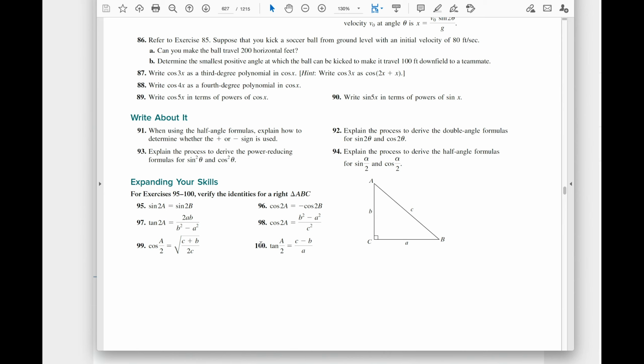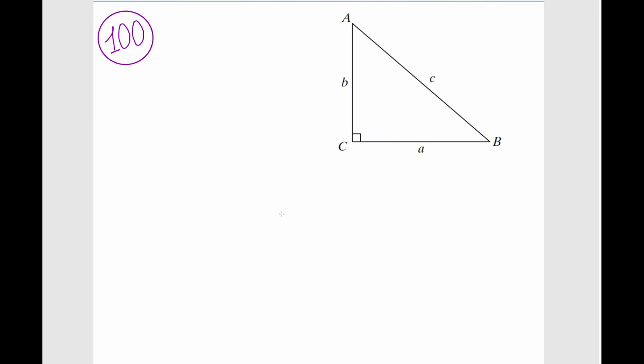How about we do the last one, number 100. Okay, so verify the identities for a right triangle ABC. So we have this picture ABC, and we want to show that tangent of A over 2 is equal to c minus b over a. All right, so we have the picture, and we want to show that tangent of A over 2 is equal to little c minus little b divided by little a, right? All right, so this is what we want to show.